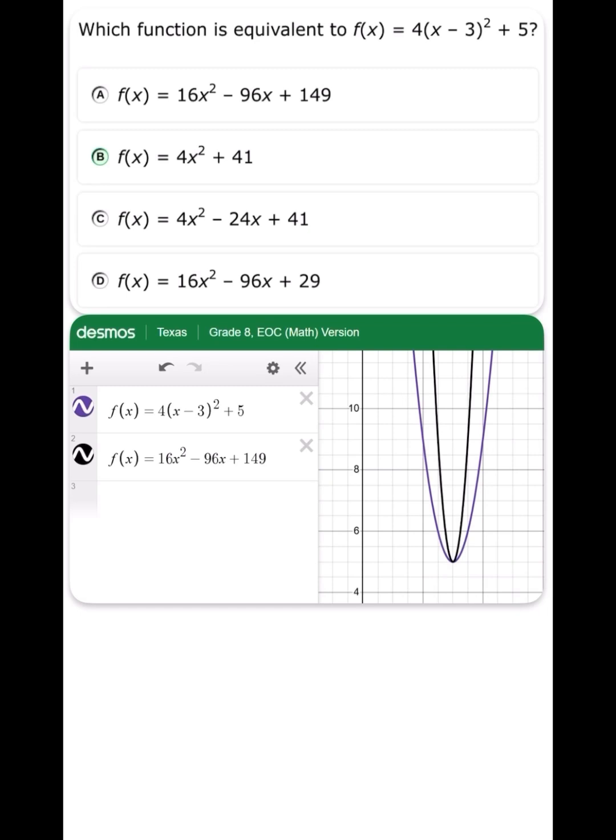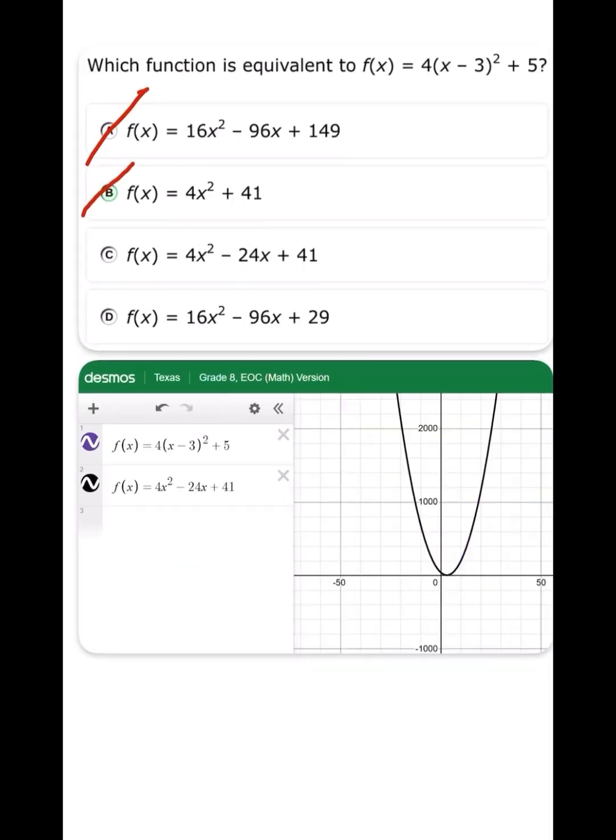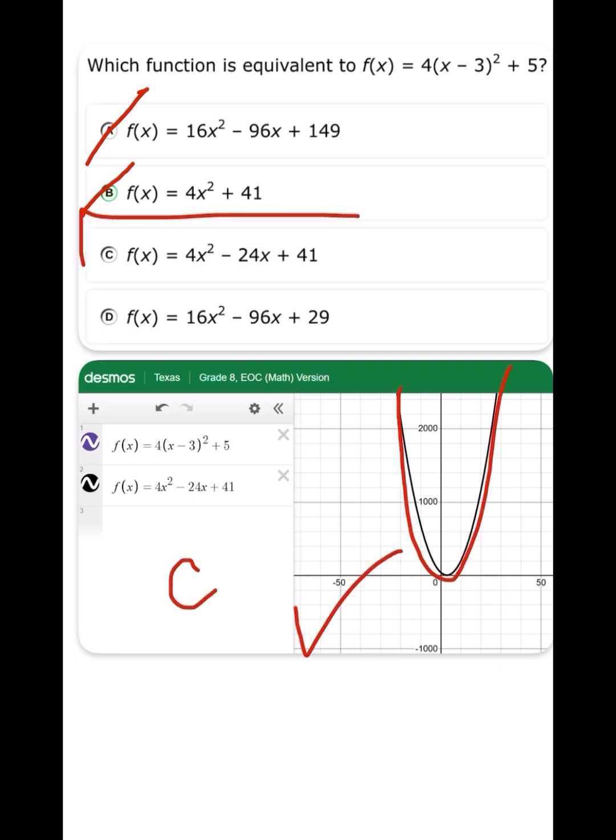Graph the function and the answer choices. The graph of the correct answer choice will perfectly overlap the graph of the function in the question, and this will prove the two expressions are equivalent. Answer choices A, B, and D do not overlap the question graph. Answer choice C is the correct answer.